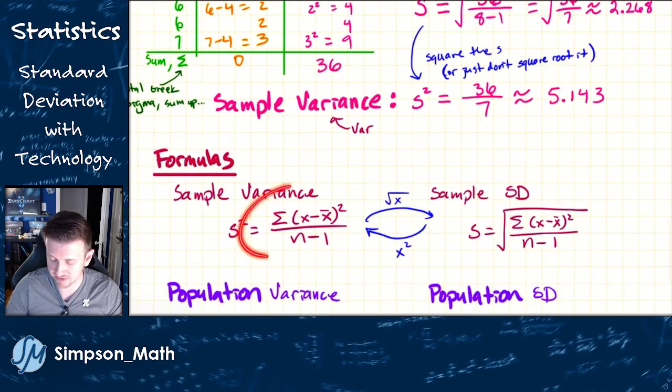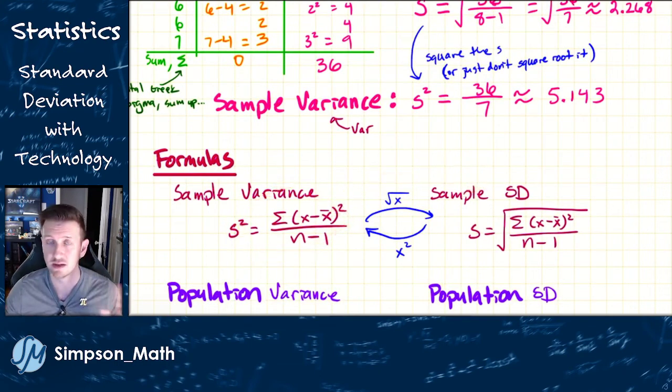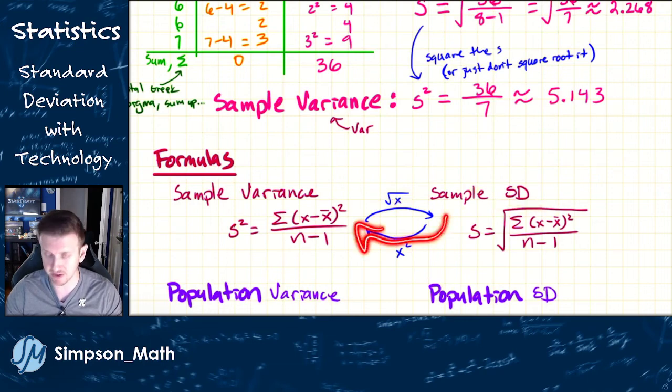Notice if I have the variance and I need the standard deviation, I square root. This is going to be true throughout your statistical education, whether it's this class or other future classes. Square root it to get the standard deviation. And if you have the standard deviation and you need the variance, you square it, always and forever. It's just this relationship here.